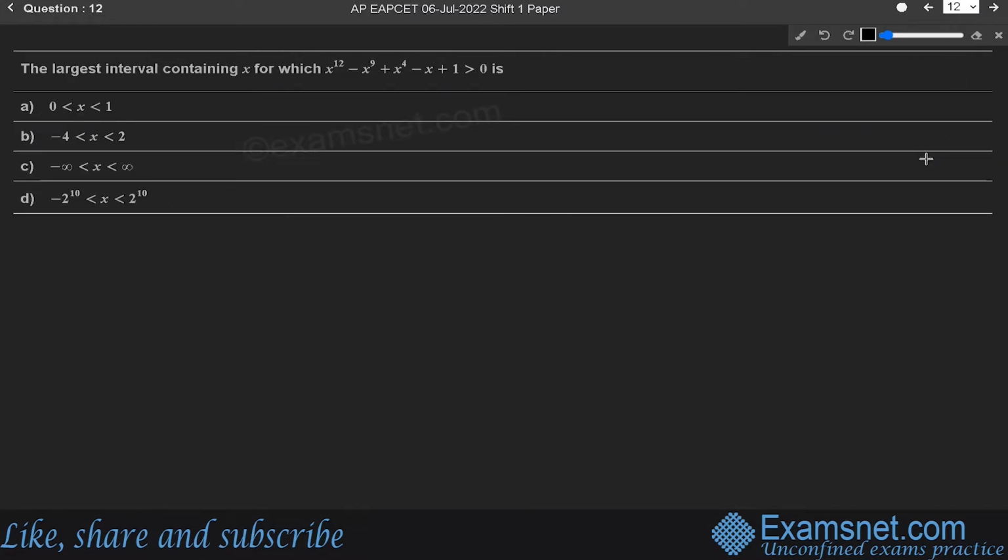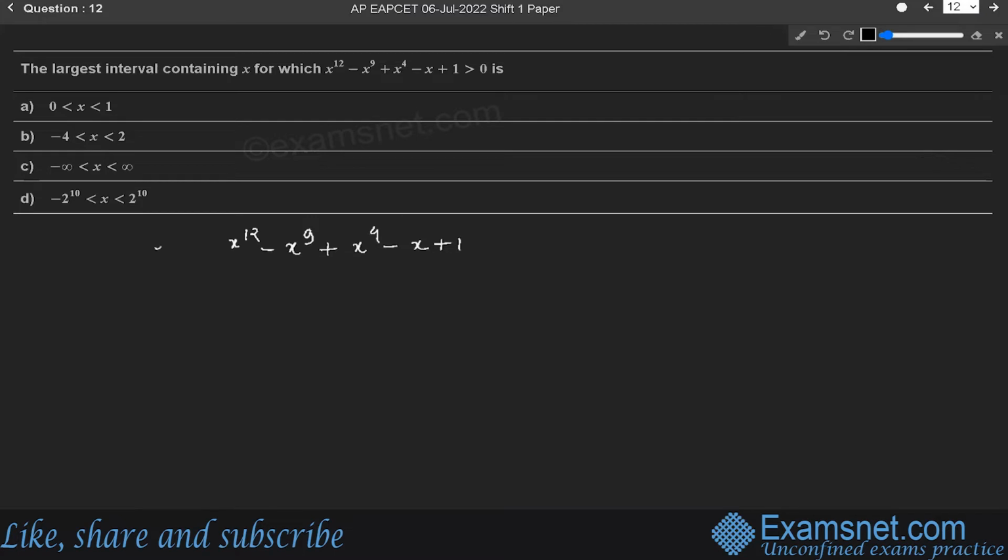Next question is a very interesting question, and this kind of question always appears in the exam, or questions related to this always come in the exam. So understand it very carefully. The question is: the largest interval containing x for which x power 12 minus x power 9 plus x power 4 minus x plus 1 is greater than 0 is.